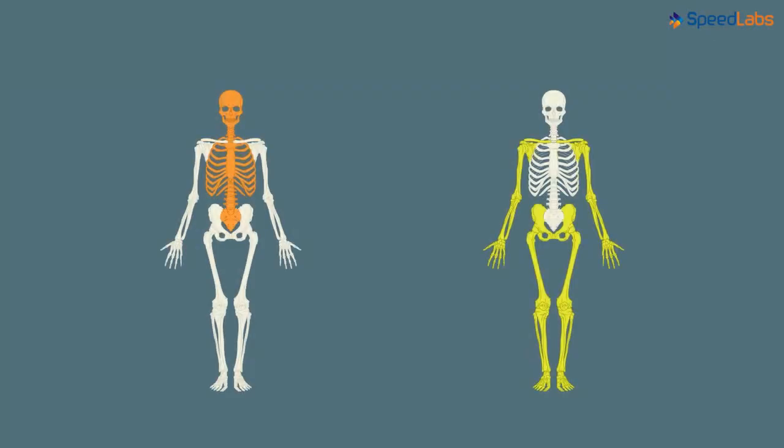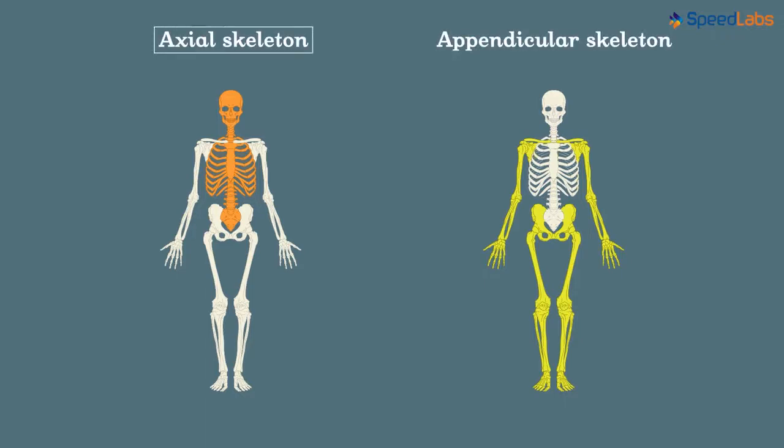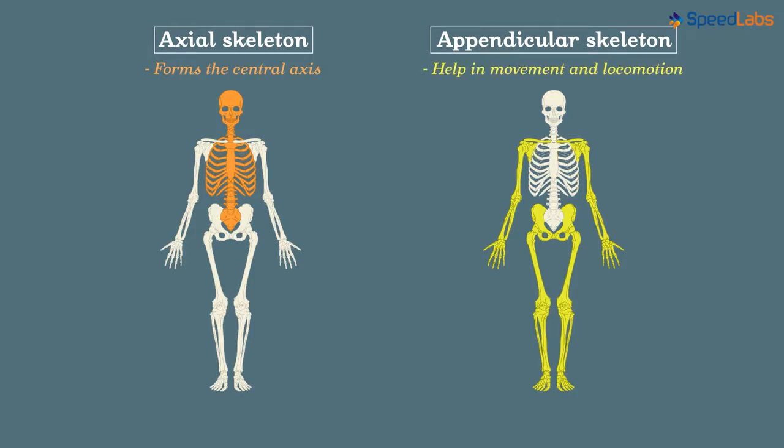The last video showed us the two major parts of the human skeleton, the axial and the appendicular portion. The axial skeleton is the part that forms the central axis, while the appendicular skeleton forms the remaining part, consisting of bones that help in movement and locomotion. Now let's look at the major bones that form the axial and the appendicular structures.